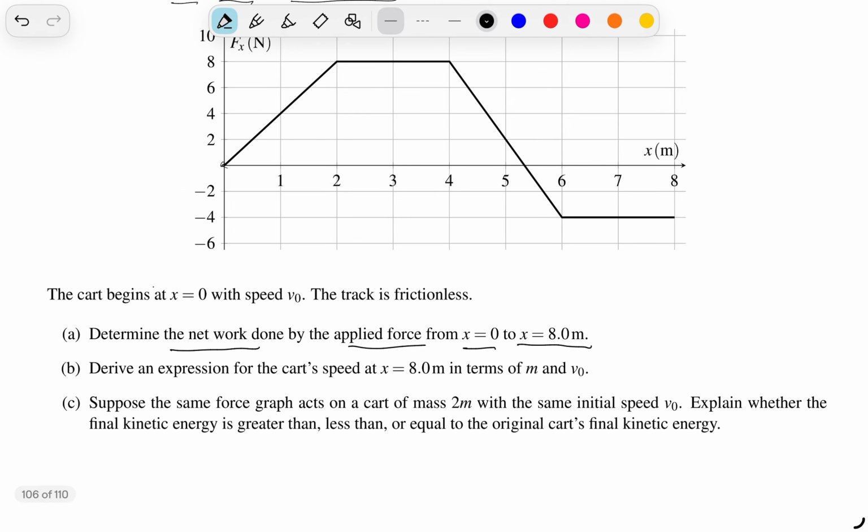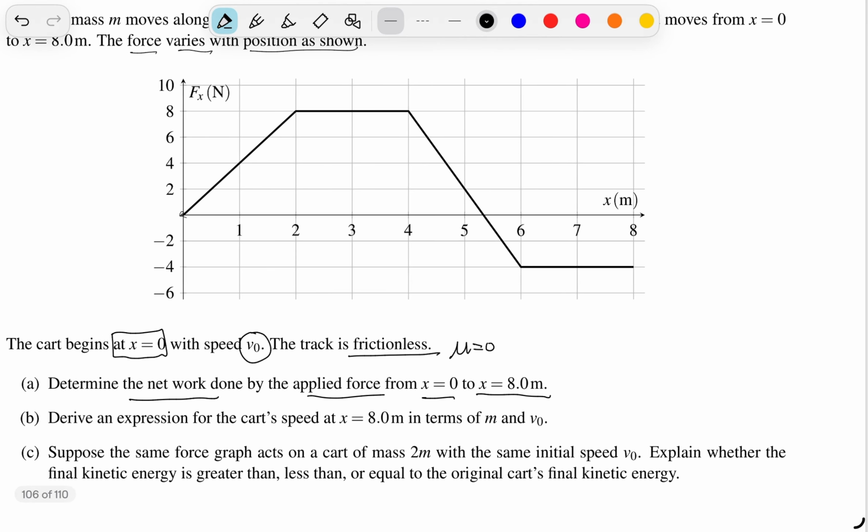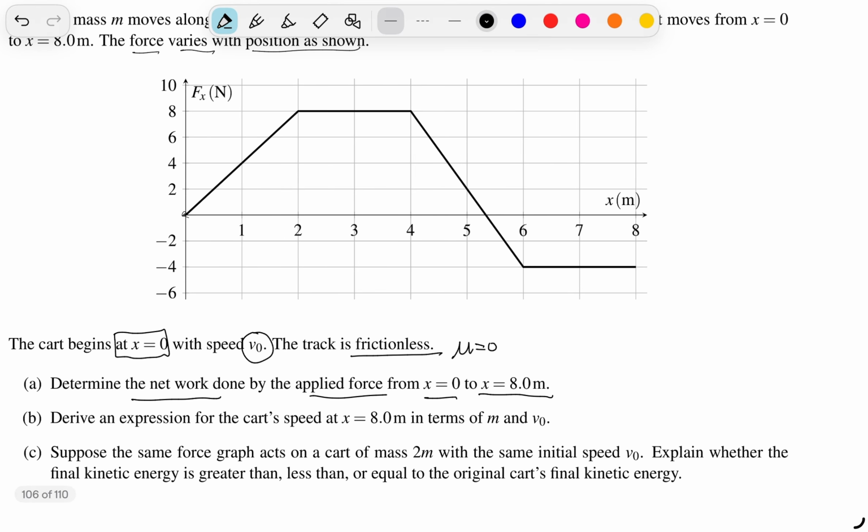We are also given that the cart begins at x equals 0 with a speed of v initial, and this track is frictionless, which means that the coefficient of friction is equal to 0, so we have conservation of energy. What can we do here?